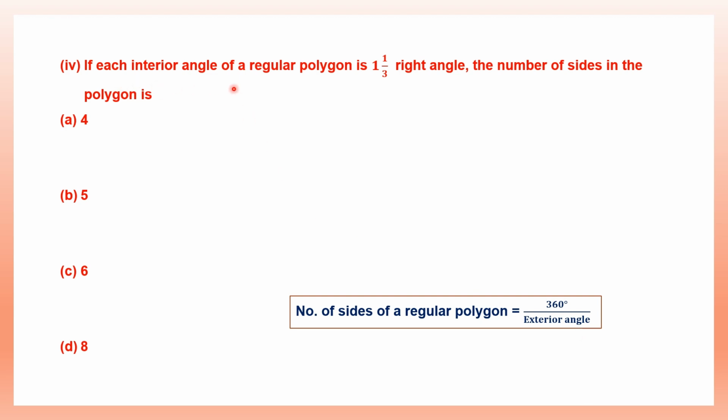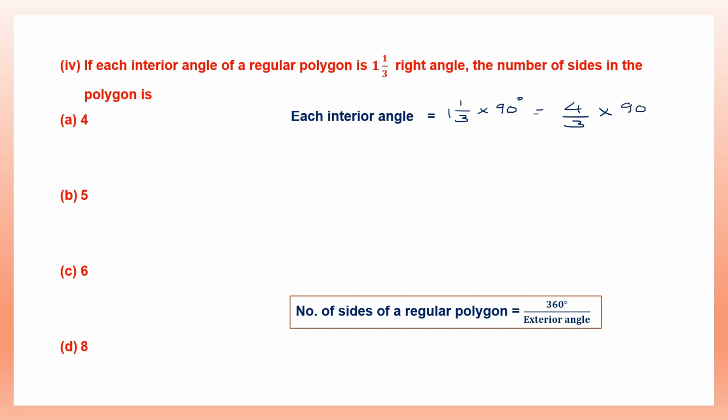Now here exterior angle is not given, but what is given to us is the interior angle. So first let's work out what the interior angle is. So each interior angle is given as 1/3 of a right angle, which is right angle means 90 degrees. So let's simplify this. 3 ones are 3 plus 1 is 4/3. I've converted it to an improper fraction. Now I'm going to multiply it by 90 degrees here.